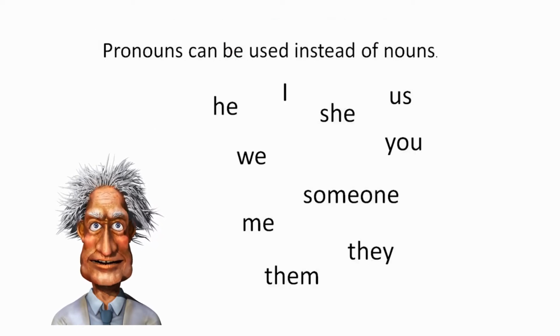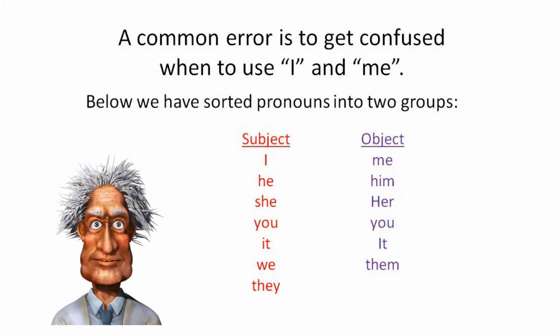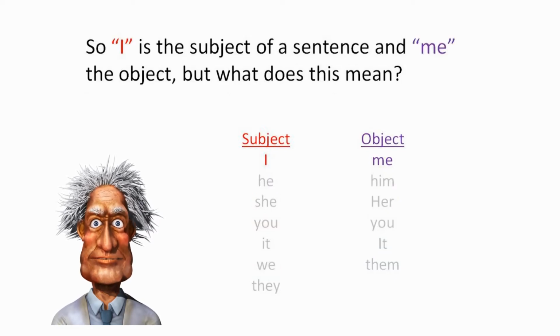So, pronouns can be used instead of nouns. Now, a common mistake that's made is when we use I and me. Sometimes they're used incorrectly. Now, here's a list of common pronouns, and you'll see that we've put them either as the subject of the sentence or the object of a sentence. And you'll see that I is the subject of a sentence, me is the object of a sentence.